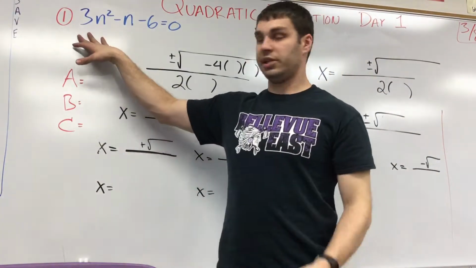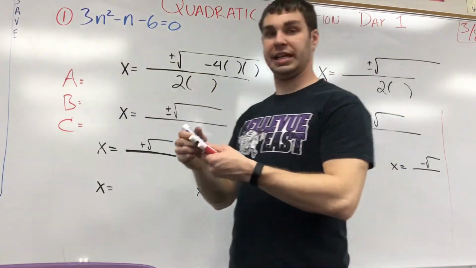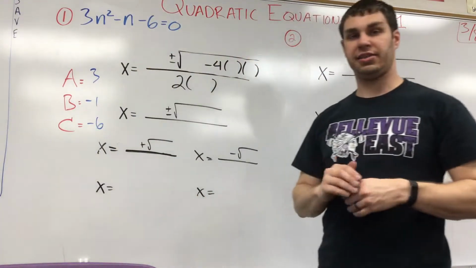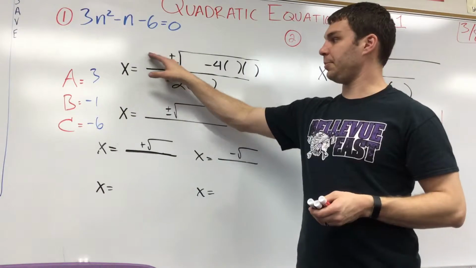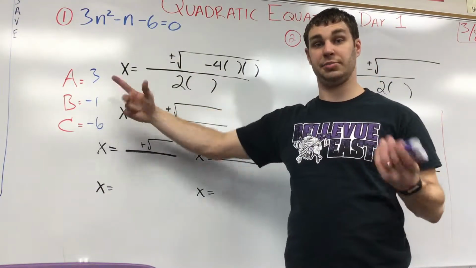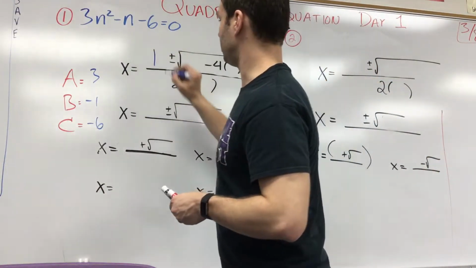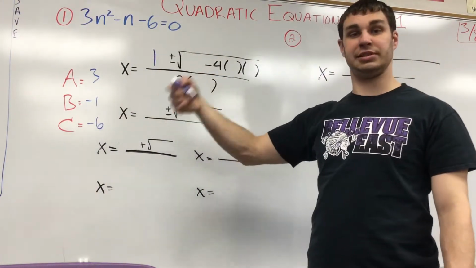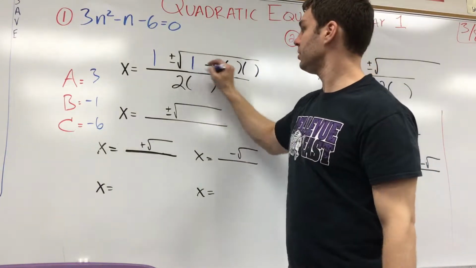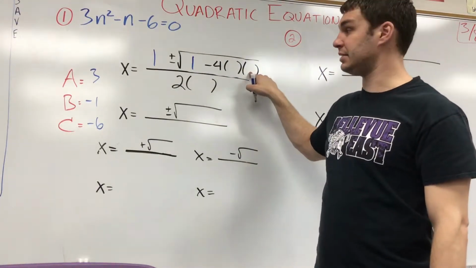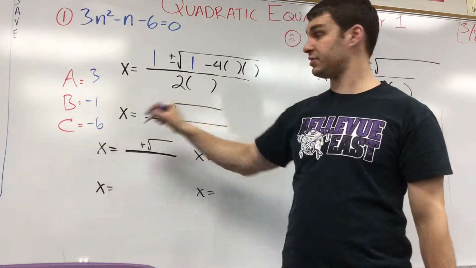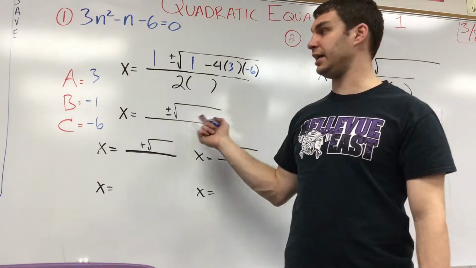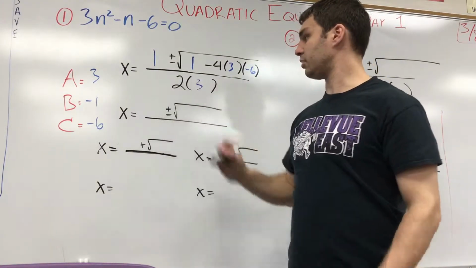Okay. This first one, our a, b, and c are 3, -1, and -6. All right, so if I think about what I need to fill in here, the opposite of my b, if my b is -1, it's going to be a positive 1. And then b squared, well, -1 times itself is -1 times -1, it's a positive 1. Minus 4, fill in my a and my c as 3 and -6. Okay, that's all divided by 2 times a. A again is 3, so I'll fill it in like that.